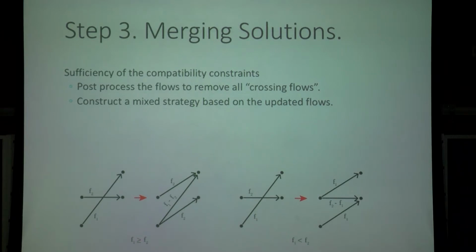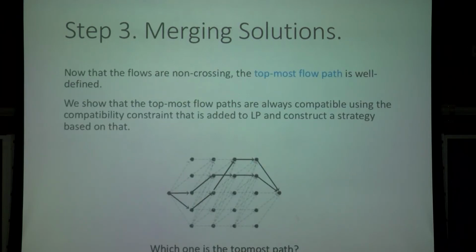So after we post-process the LP and make sure that this condition is satisfied, we show that this will still be a valid solution of the LP. But the problem was that we couldn't, by linear constraints, ensure this in the LP, so we had to post-process the LP to get this. And after we're sure that there are no crossing edges, we will construct a strategy based on the flows.